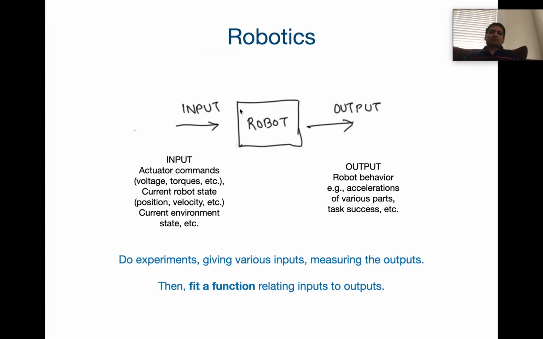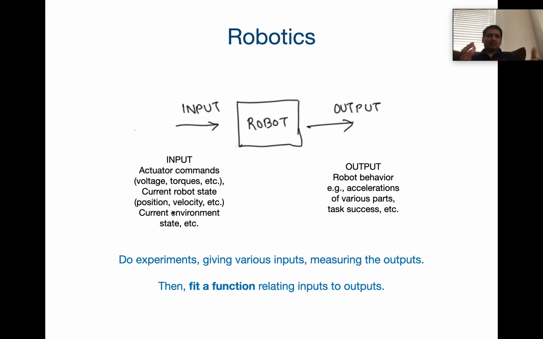In robotics, you can imagine the following scenario where the inputs to the robot are actuator commands, the voltages that you send to the motors, maybe the torques that you ask the motors to apply. The robot's output also depends on the current robot state, like what state the robot finds itself in, and the states of the environmental variables, like what is the state of the environment. And given these inputs, maybe the robot has certain accelerations of various parts. It might be able to do a task or not able to do the task depending on the particular input.